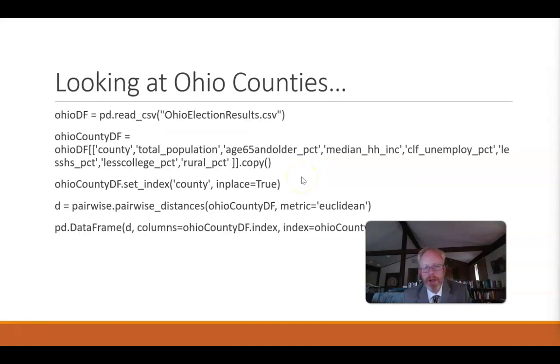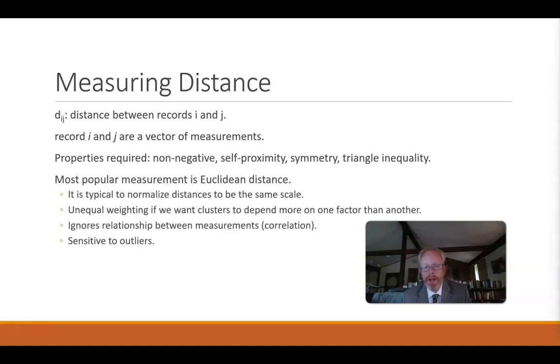So we're going to take a look at Ohio counties. We're going to look at election data, but we're going to strip out the election data. We're just looking at basically 6 columns that describe each county so that we can group each county appropriately. Now we'll take a look at a distance measurement, and we'll refer to this as Dij, where D is the distance between records I and J. And I and J are a vector of measurements.